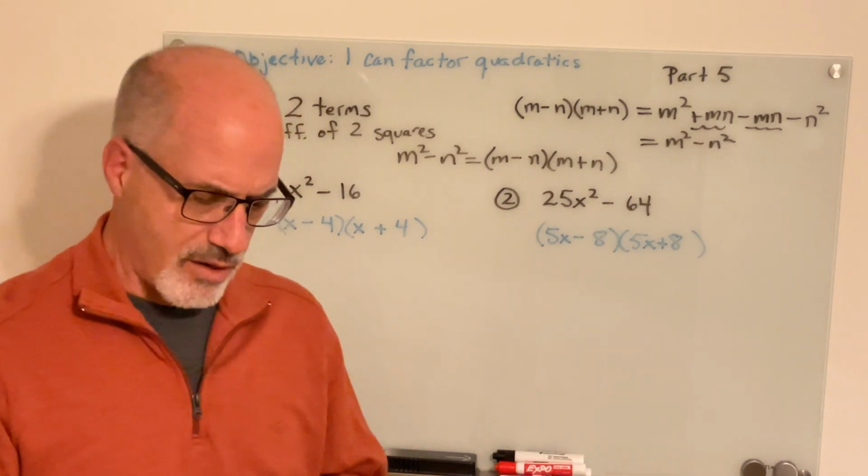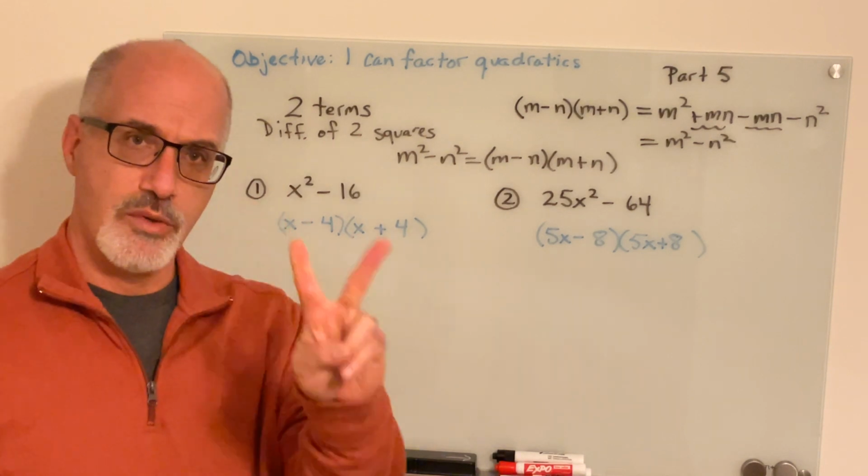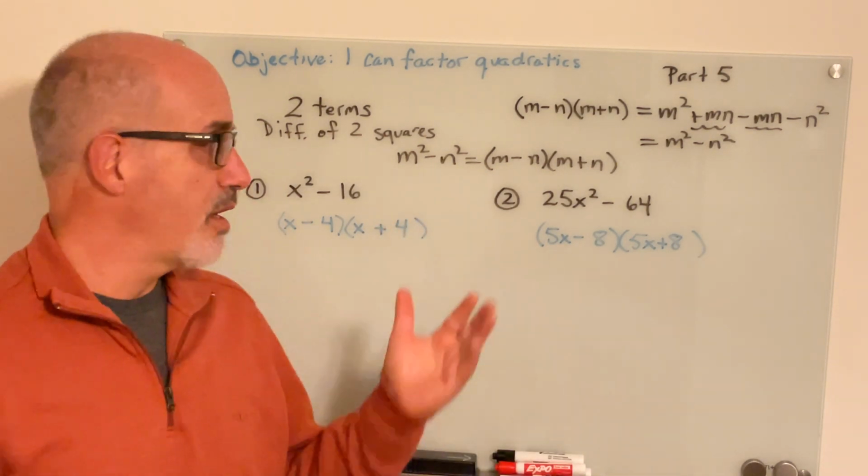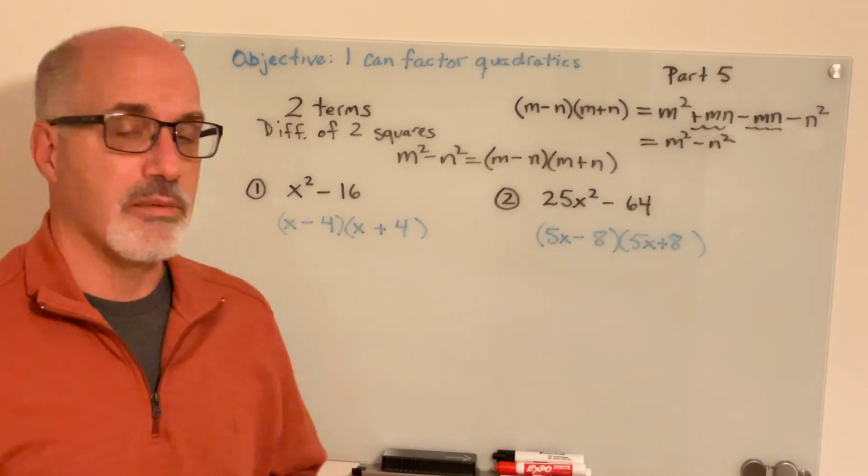So the factoring pattern, difference of two squares: if you see two terms with a minus in between, and the first and last terms are perfect squares, use this pattern and you'll be able to factor it.